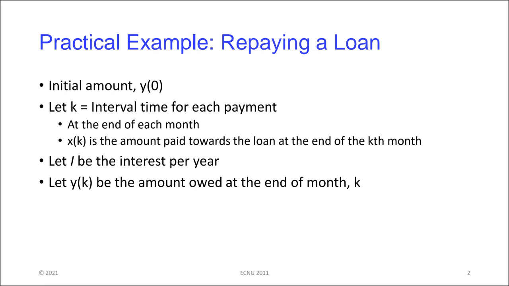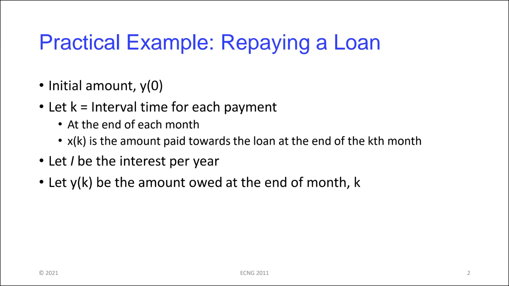So K will be what we're counting, the index that we're using to count. And at the end of each month is when the payment will come out. So at the end of a particular month, you pay some amount X, right? So X(k) will be the amount that you pay at the end of the kth month of the loan, and we are assuming that you're paying the same amount every month. I is the interest per year, so this is over a 12-month period.